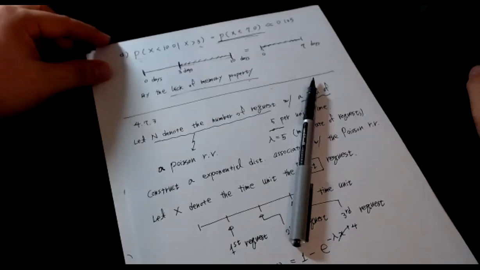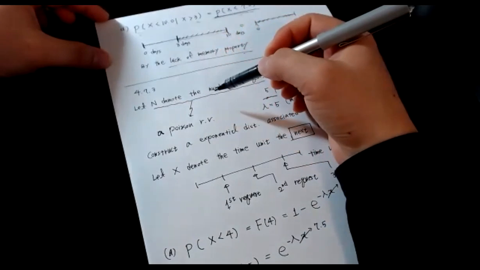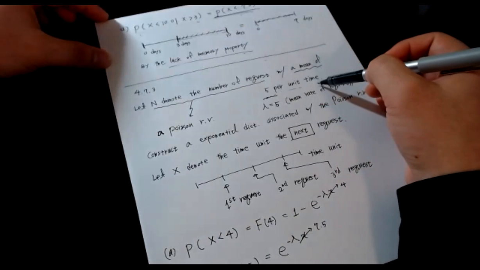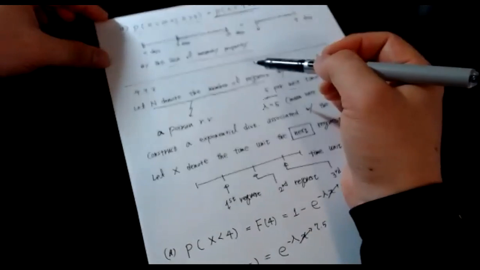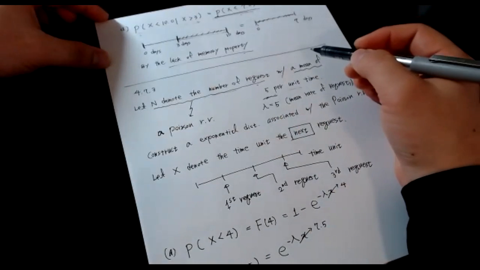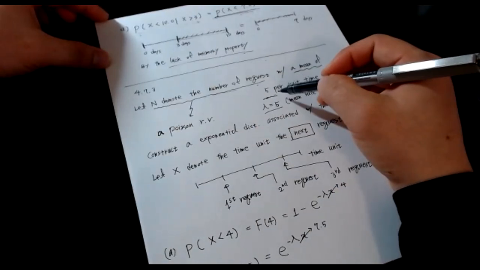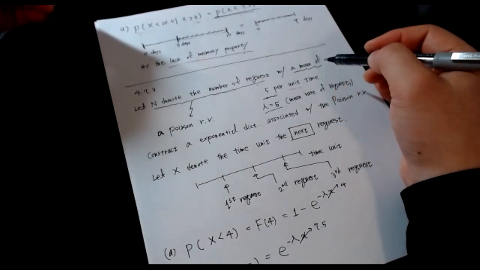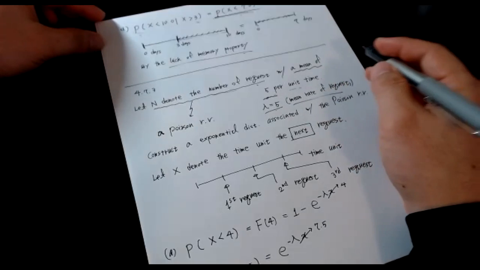Now, this is problem 4.7.3. So let N denote the number of requests with a mean of 5 per unit time. I just use a capital letter N. So this is a Poisson random variable, and the mean of 5 is lambda, right? They got 5 requests per unit time. You can say this 5 is the mean rate of requests.